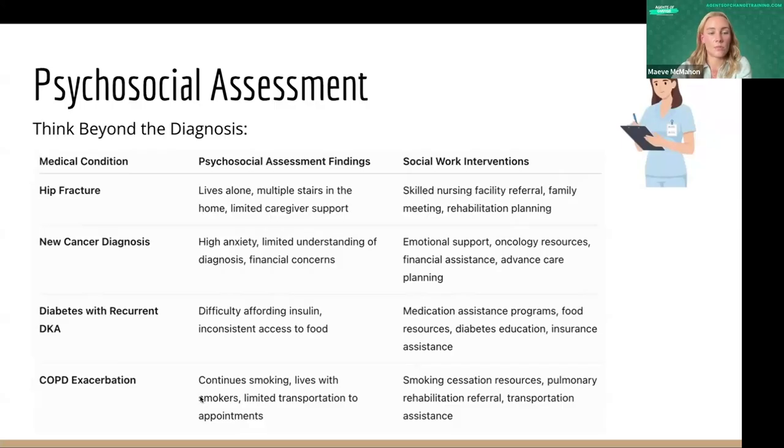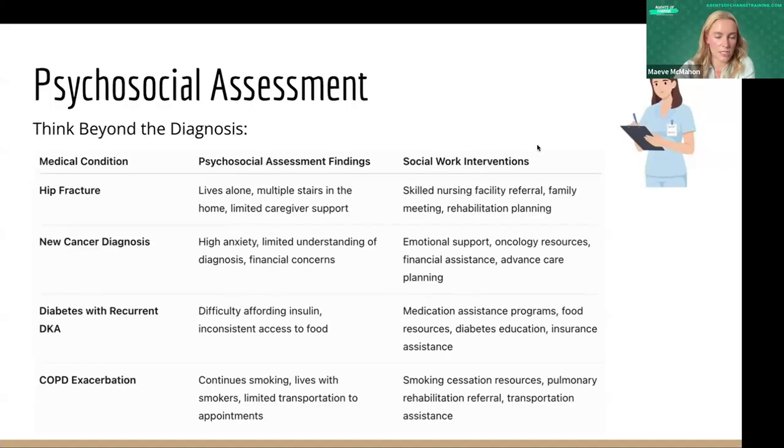Someone with diabetes with recurrent DKA. So they might have difficulty affording insulin, and inconsistent access to food. Food is a big one when it comes to something like diabetes. So supporting them with food resources, with diabetes education. I think every hospital I've worked in has had a diabetes educator, which is a big deal. But I've met with countless patients who have had issues paying for their diabetes medication, for their insulin. And that's really unfortunate to see because it's something that they need to survive. So trying to help them with those resources.